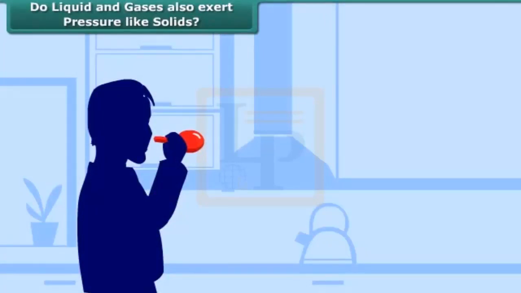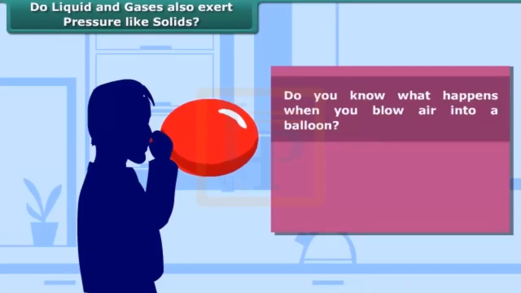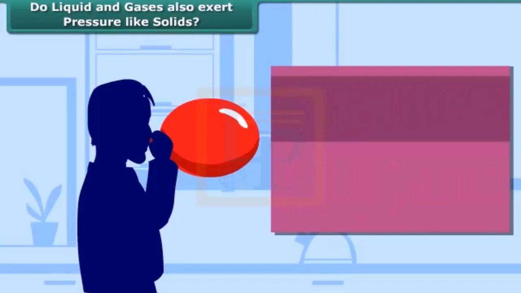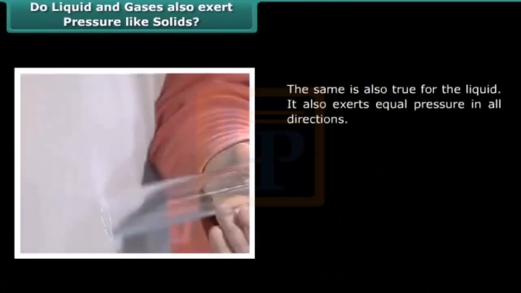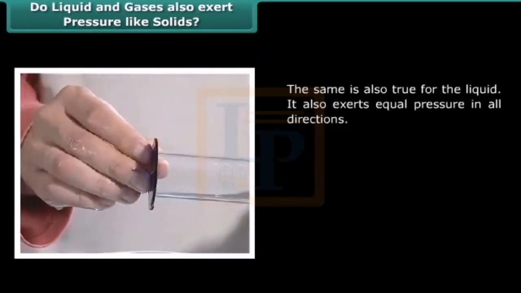Do liquids and gases also exert pressure like solids? Do you know what happens when you blow air into a balloon? It exerts pressure in all directions. That's why the balloon increases in size and shows equal enlargement in all directions. The same is also true for the liquid. It also exerts equal pressure in all directions.